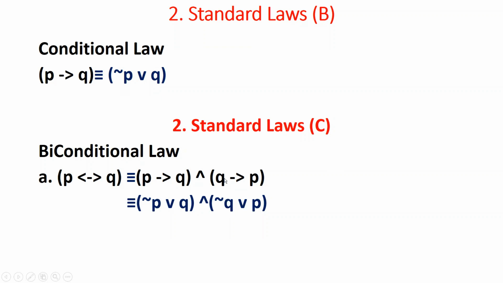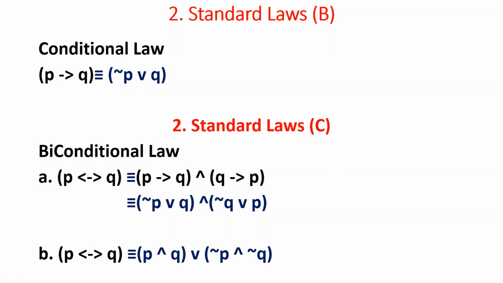Okay. So this is all about the standard laws. Also we can simplify by the biconditional law: P biconditional Q is equivalent to (P and Q) or (negation P and negation Q). I can use these two statement formulas as per our requirement. Okay.